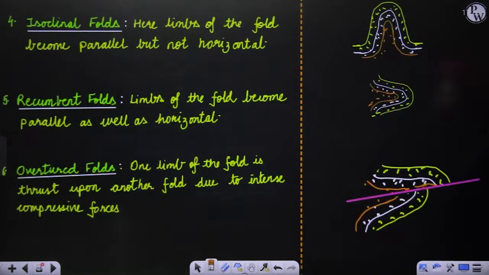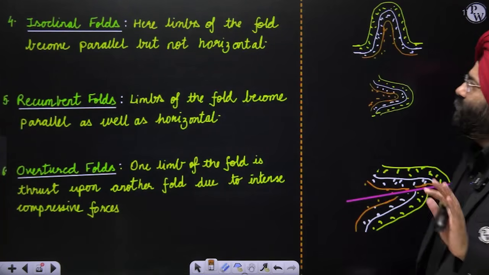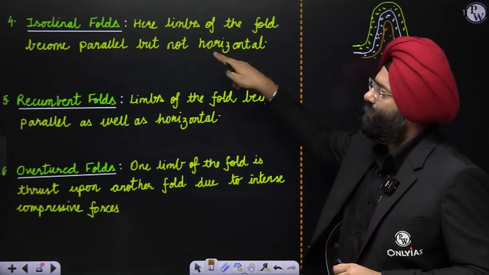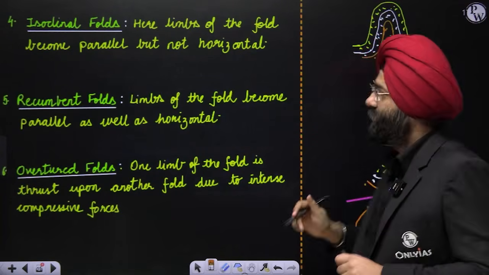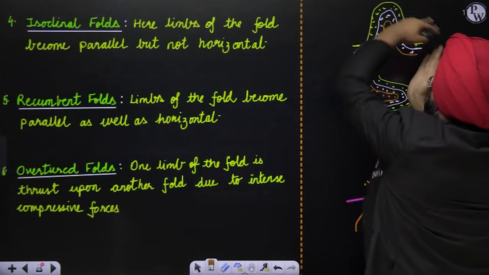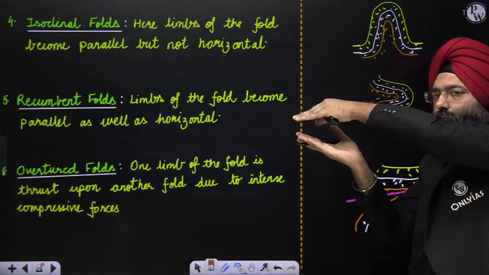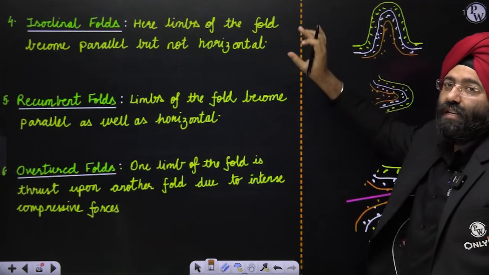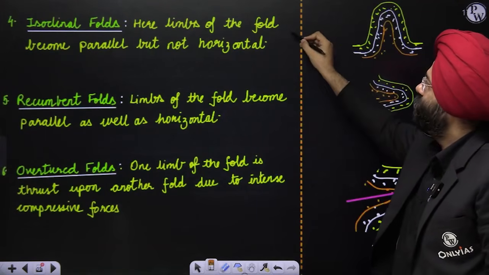Okay, let's move ahead. Isoclinal, very easy. Here the limbs of the folds become parallel but not horizontal. These two limbs are almost parallel, but they are not horizontal. That means they are not lying down on the plane surface, right? They are parallel. This is known as an isoclinal fold.